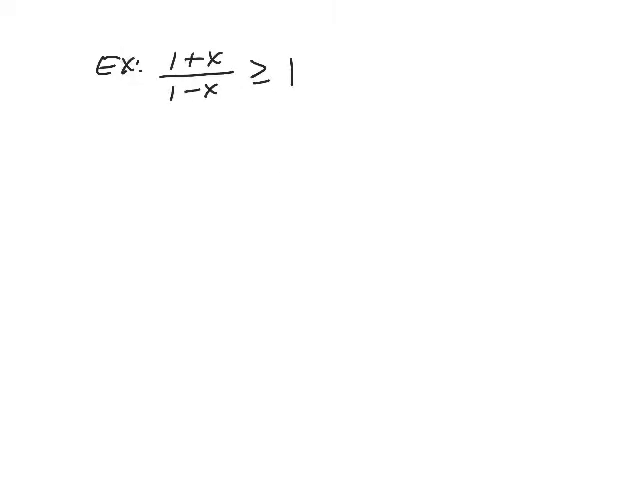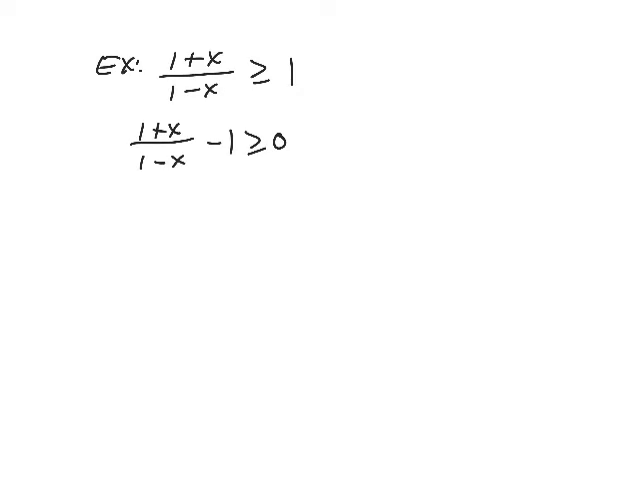Okay, so I'll walk through this example. We have (1 plus x) over (1 minus x), and that's greater than or equal to 1. The first step is to move the 1 to the other side, so I have a 0 on the right. So if I subtract 1, I have (1 plus x) over (1 minus x) minus 1, greater than or equal to 0. The next thing I need to do is to get a common denominator. And that means I need to multiply the negative 1 by (1 minus x) over (1 minus x), so both of them are over 1 minus x.